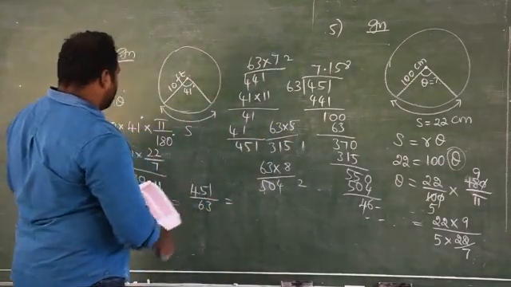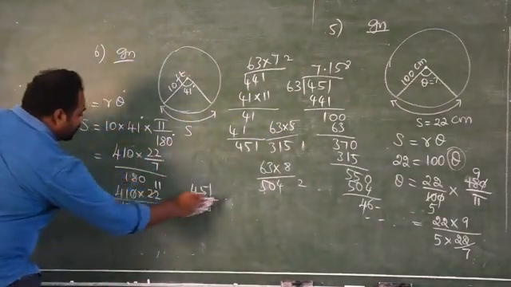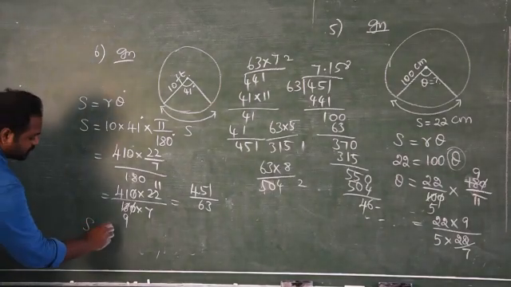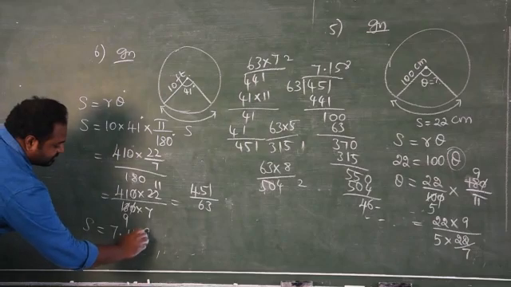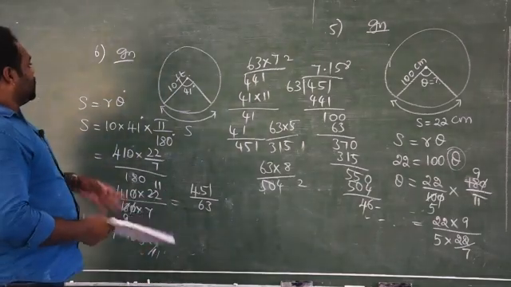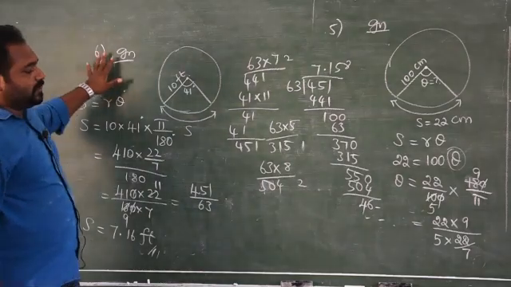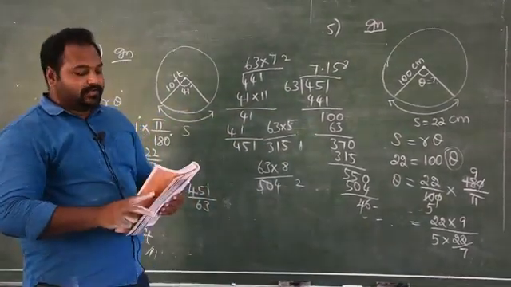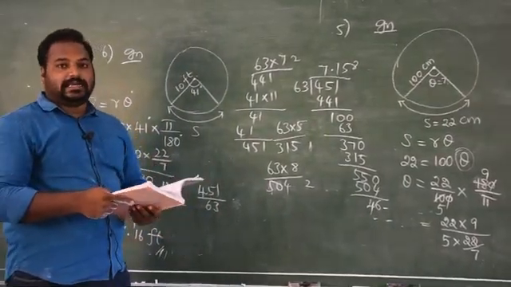So we can round off the value and give S equal to 7.16 feet. So by this, problem 6 is over. At this problem we are going to conclude today's class. We will see the remaining problems in the next class. Thank you.